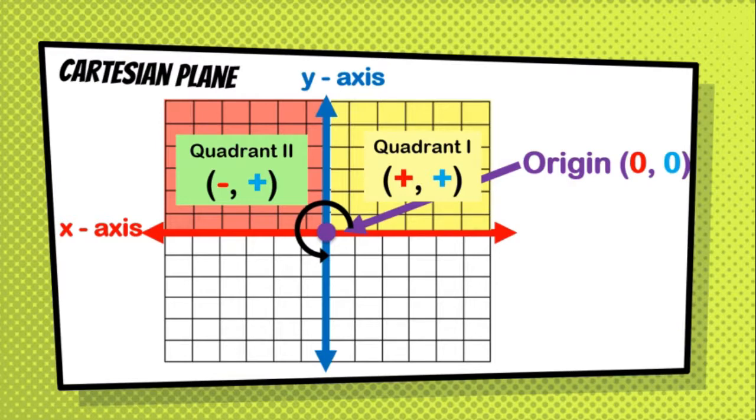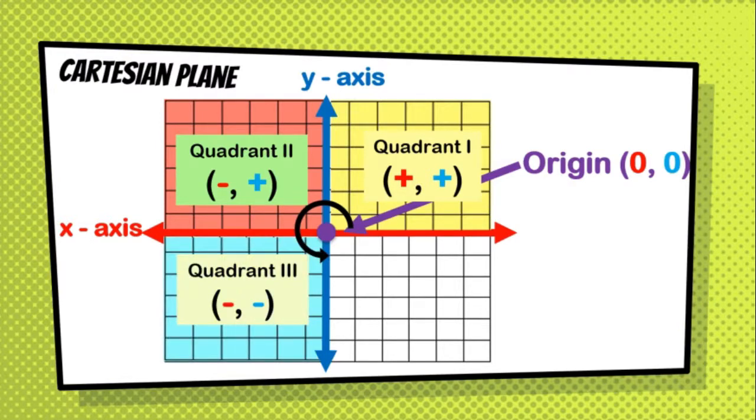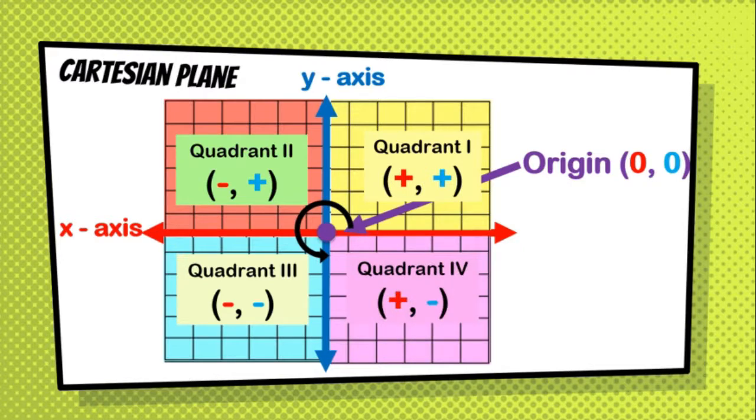Any point in quadrant 3 is to the left of the y-axis and below the x-axis. The coordinates are negative, negative. Lastly, any point in quadrant 4 is to the right of the y-axis and below the x-axis. The coordinates are positive, negative. Any point on the x-axis or on the y-axis is not in any of the quadrants.